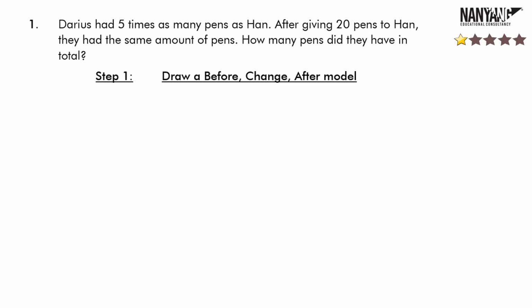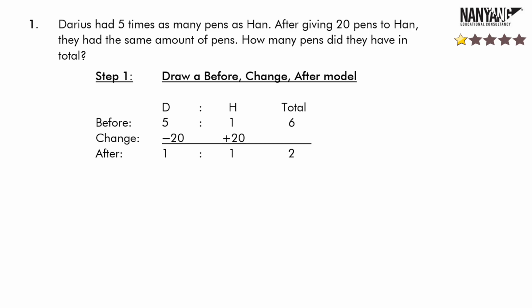So our first step will be to draw a before change after model as such. We write the ratio of Darius and Han. Before, their ratio will be 5:1. The change will be minus 20 for Darius and plus 20 for Han. And after that, they have the same amount of pens, so the ratio should be 1:1. Now let's look at the total number of parts for before and after row respectively. It should be 6 and 2.